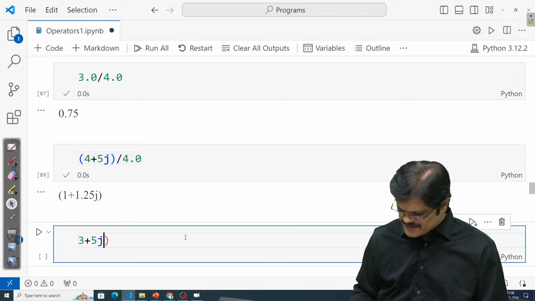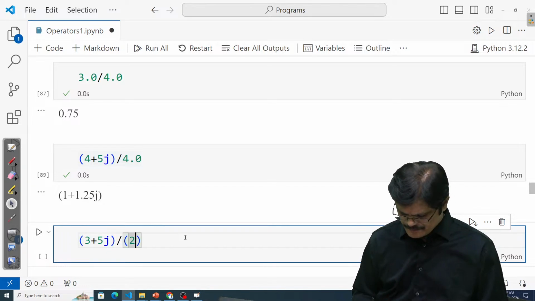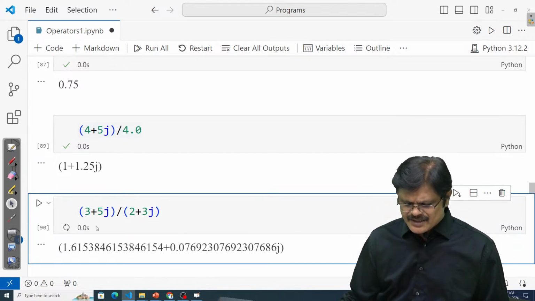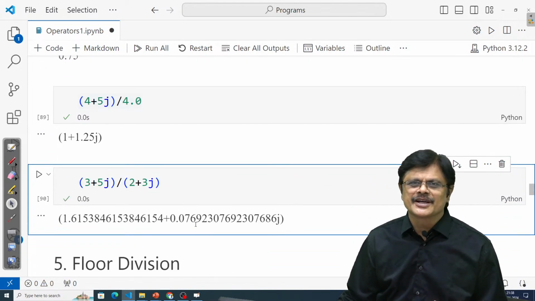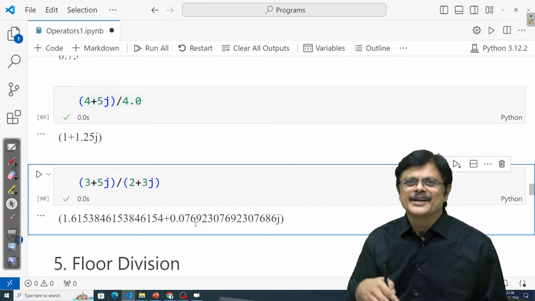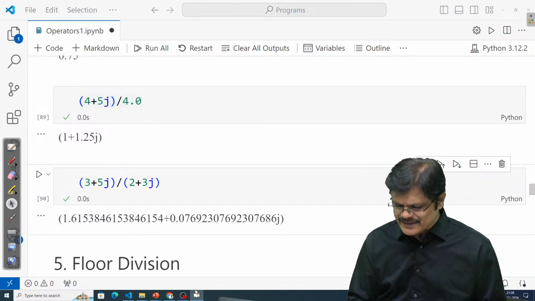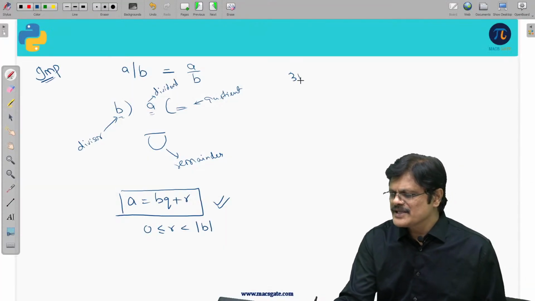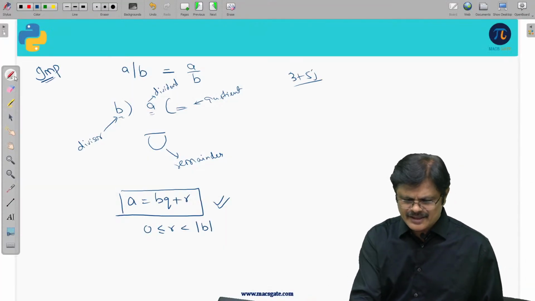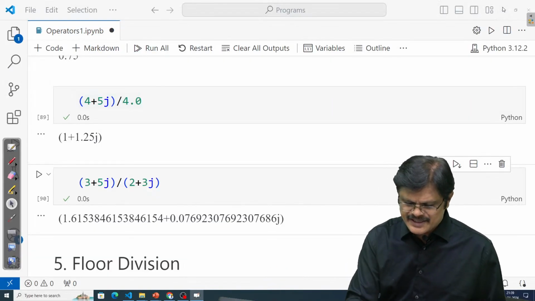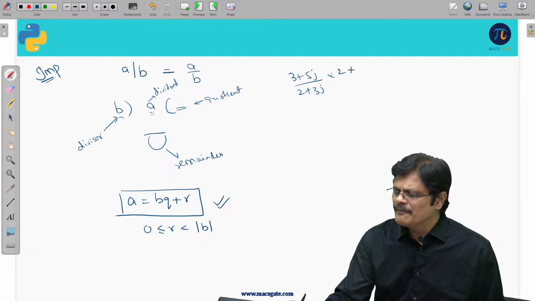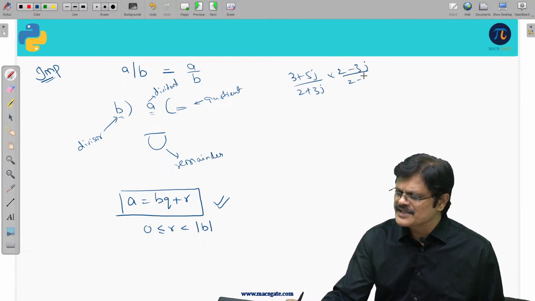Let us use the parenthesis, sir, for safety purposes. See, the division is defined, the rules are exactly followed, sir. Suppose you do not know what complex division is, you may need to rationalize, multiply and divide by the conjugate, then you get the result, sir. For example, if you have 3 plus 5j by, what is the other one? 2 plus 3j. If you want to do it, you can rationalize, multiply and divide by 2 minus 3j, sir.